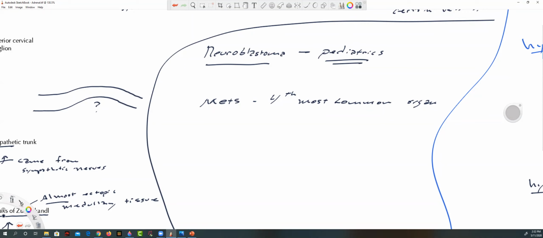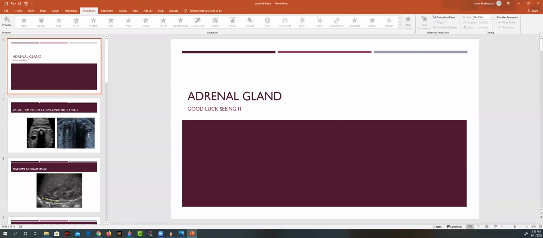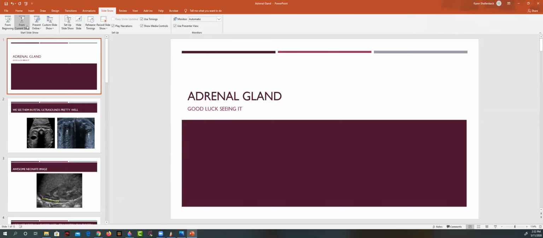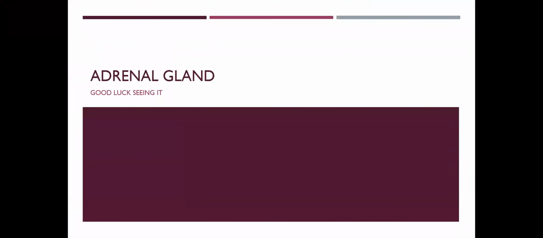All right, let me just pull up real quickly here, and we will be done after this slideshow. The adrenal gland. Good luck seeing it. Now, you can see it. For most sonographers, they either don't think about it at all, or it's kind of in the back of their brain, and that's probably where mine is, going, okay, a little bit anterior, but mostly anterior, superior, and medial to the kidneys is going to be the adrenal gland.